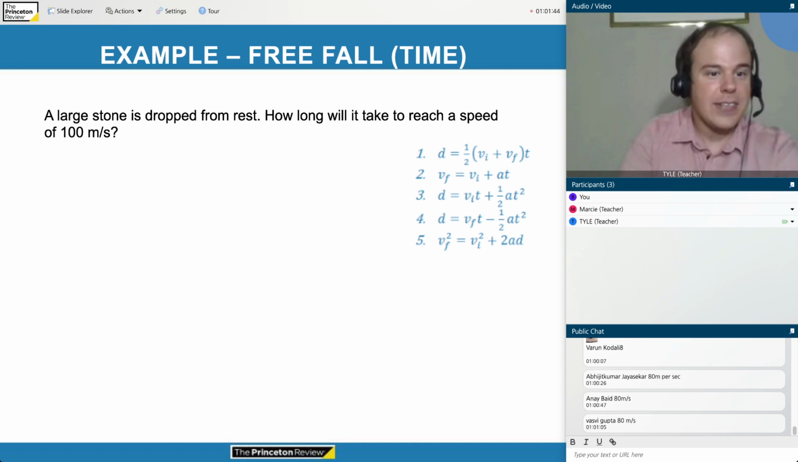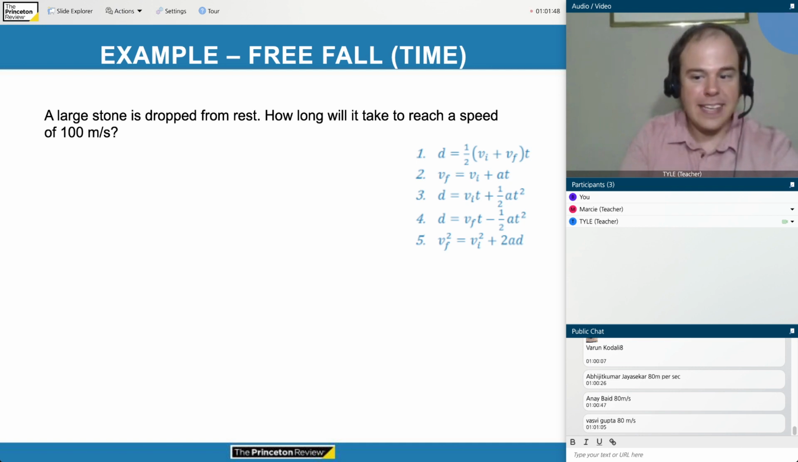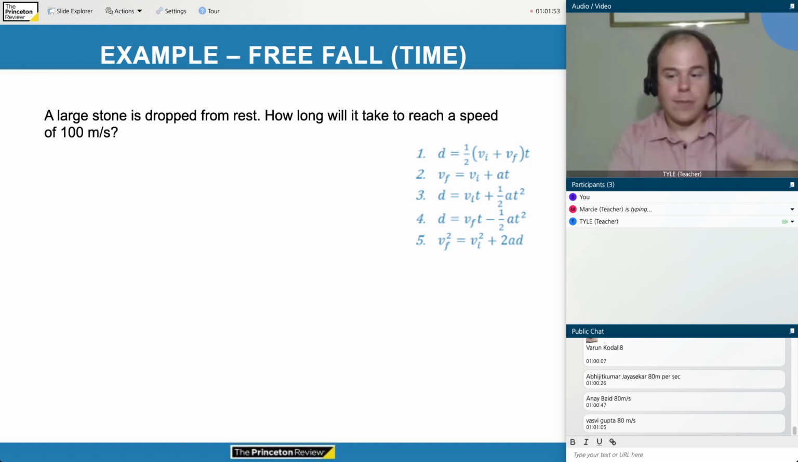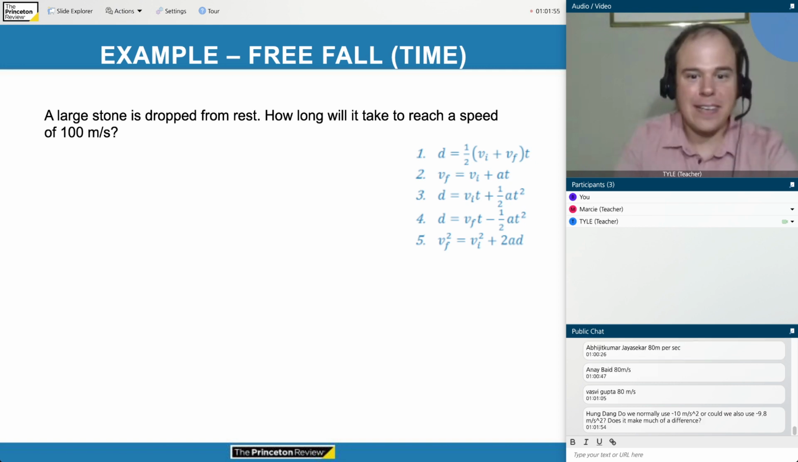If a stone is dropped from rest, how long will it take to reach a speed of 100 meters per second?